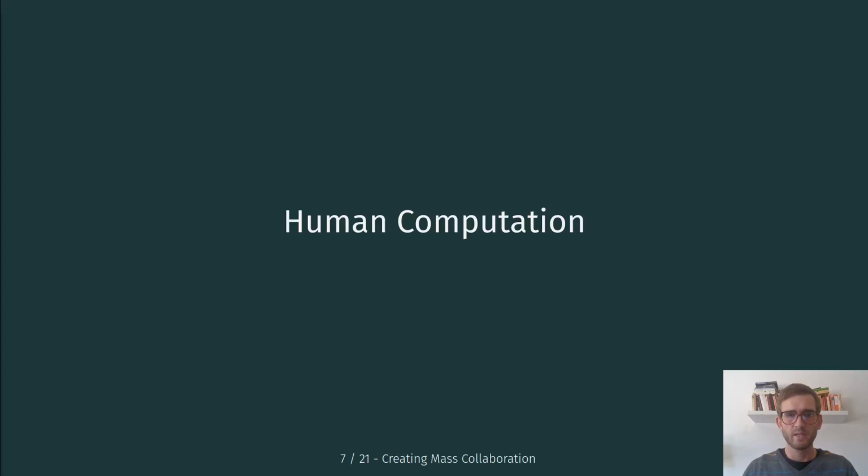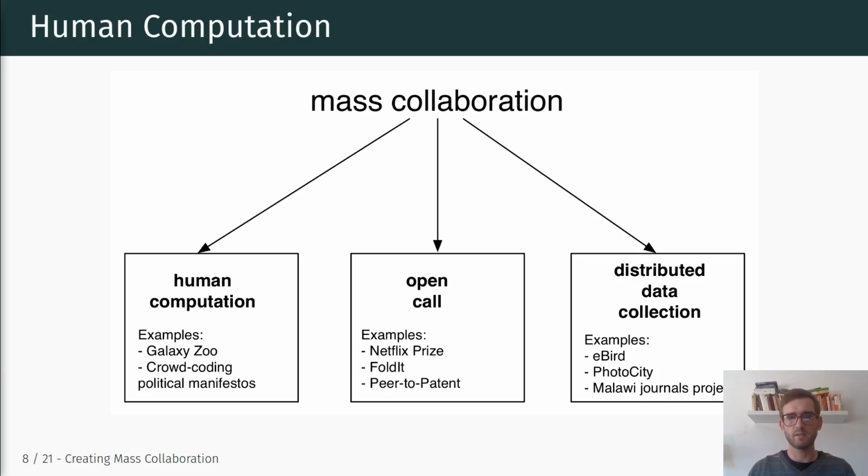Hey everyone. In this video, I will give you a brief overview of the three types of mass collaboration that are discussed in the bit-by-bit book. And the first one we're going to talk about is human computation tasks. Again, this is the overview of the three different types of mass collaboration online that can basically support our research projects.